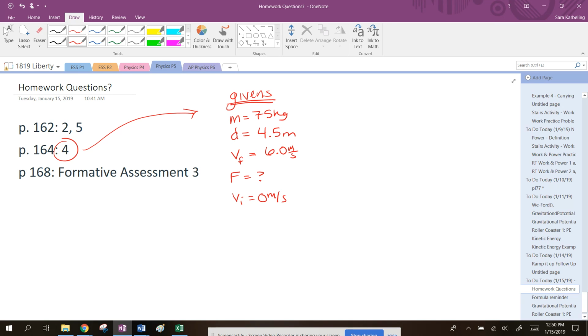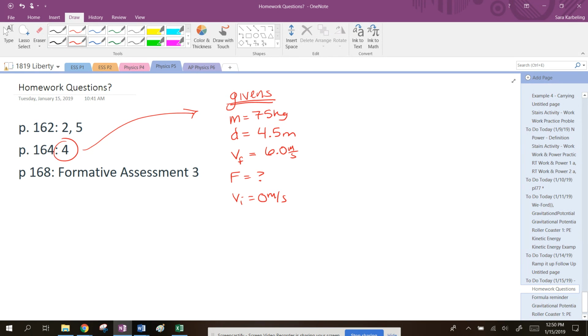All right. And then they say go, right? And you're like, okay, go. What ideas? Where are we going to start? I'm going to look at the title of the section, because if I don't know what to do, one of the things to do is look at the title of the section. And so the title of the section says, right at the top, work kinetic energy theorem.